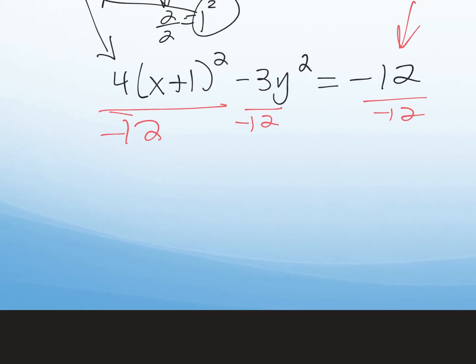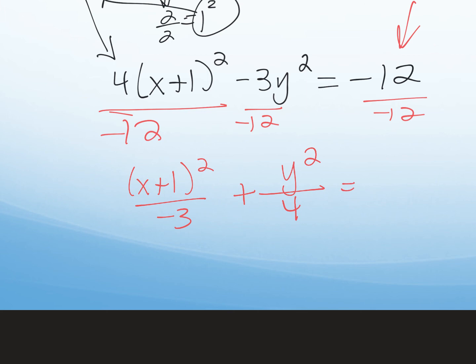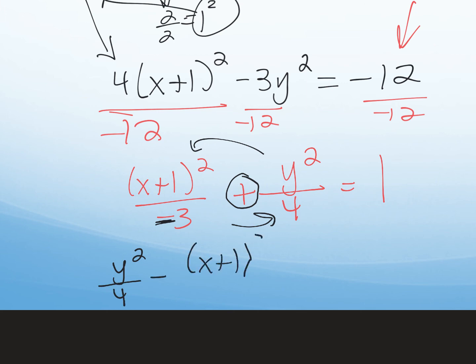What is 4 divided by negative 12? Well, this becomes x plus 1 squared over negative 3. Negative divided by negative is plus y squared over 4 equals negative 12 divided by negative 12 is 1. Now, guys, remember, the standard form of an ellipse has a minus sign in the middle here. That's not minus, but if you look, this is negative. So I can flip-flop these two. I can rewrite this and say, well, y squared over 4 minus x plus 1 squared over 3 equals 1. And we are now in the standard form of an ellipse.